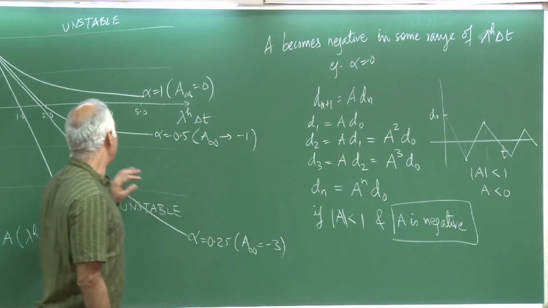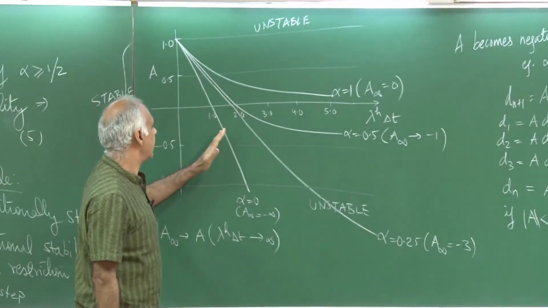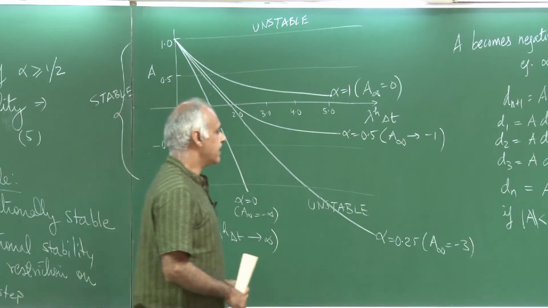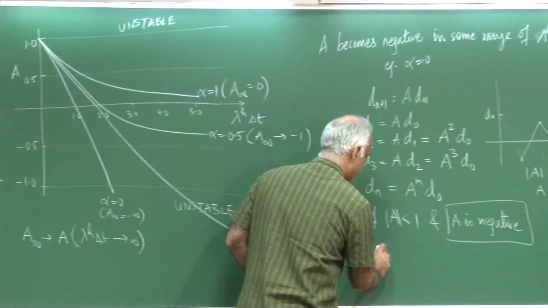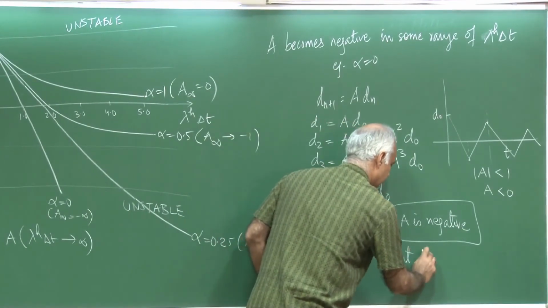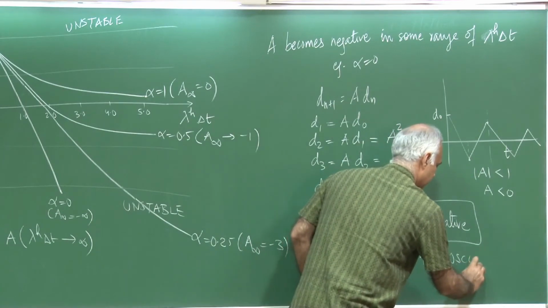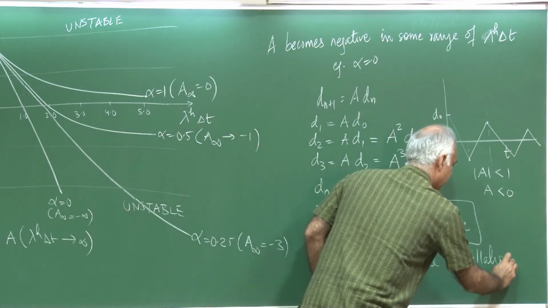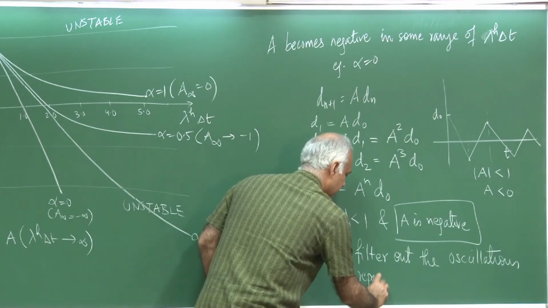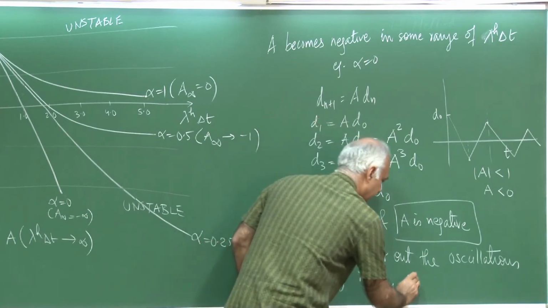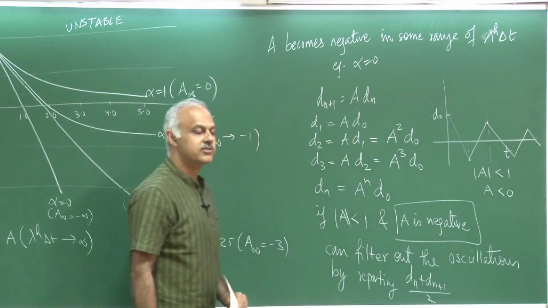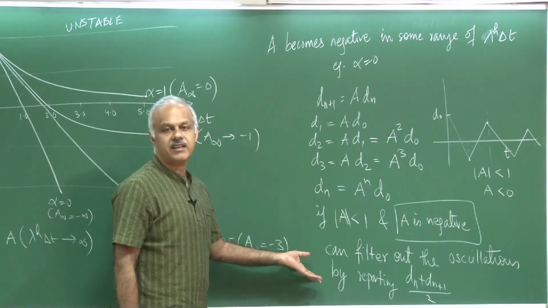So, this is what we have shown here, that for certain values of lambda delta t you could get an oscillatory solution, and the best way is that you can filter it out. You can filter out the oscillations by reporting something like (dn plus dn plus 1) by 2. So, you can take the average values and report them, and you can filter out these oscillations.